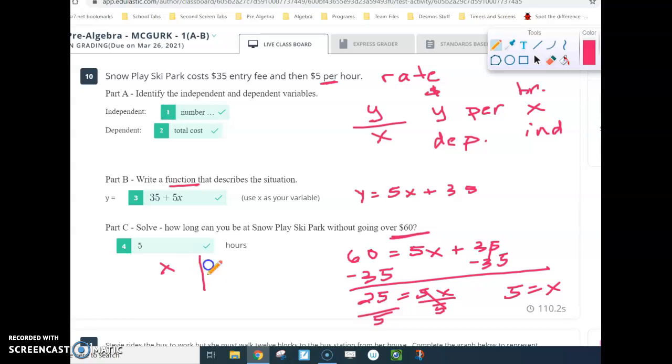Could have also made a table. Okay, you could have easily made a table to figure out when your total cost over here would be 60. Either way is fine as long as you get to the answer of 5 hours.